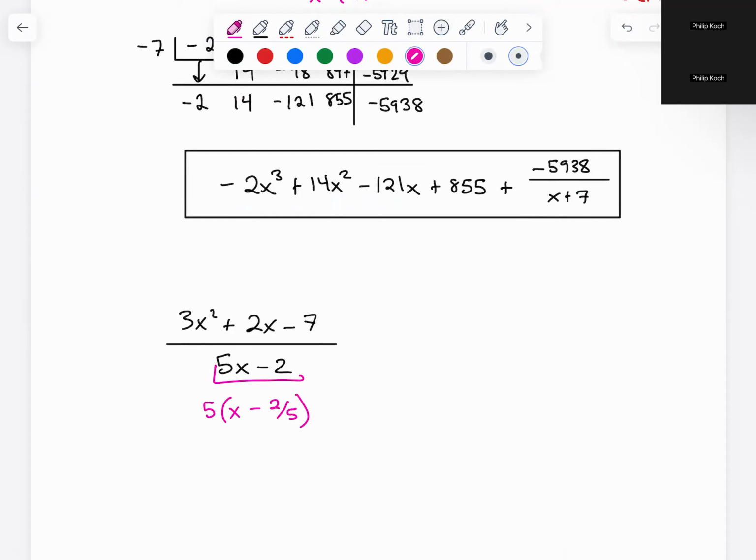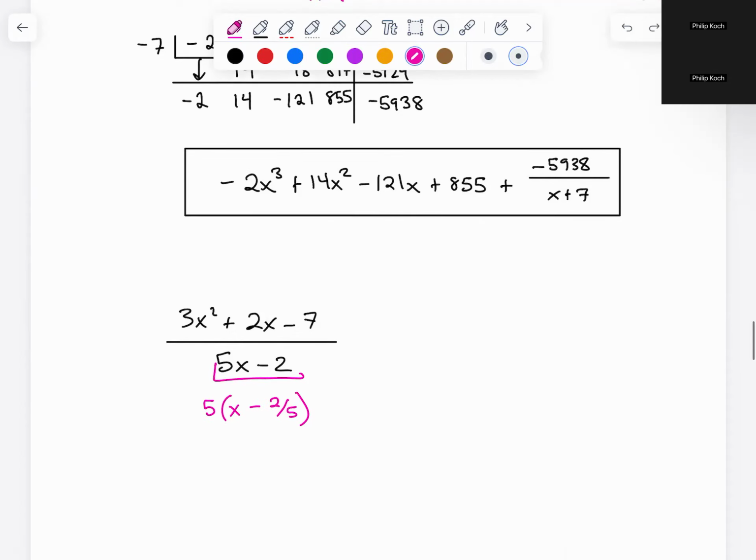Then the other thing that you do now is you rewrite this as 1/5 times 3x squared plus 2x minus 7 divided by x minus 2/5. Then you can use synthetic division on the thing inside the parentheses, and then after that's done, multiply it by 1/5. So you can do it. It's just usually it ends up being more complicated than it's worth.